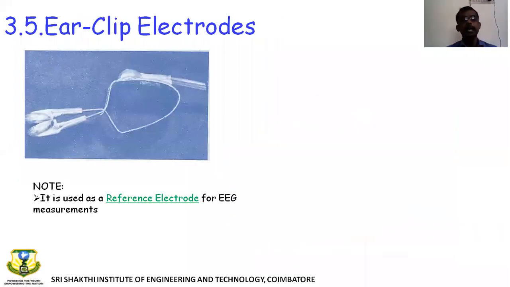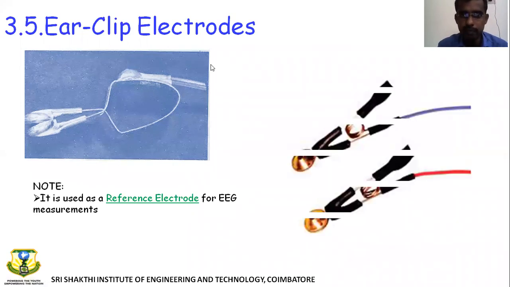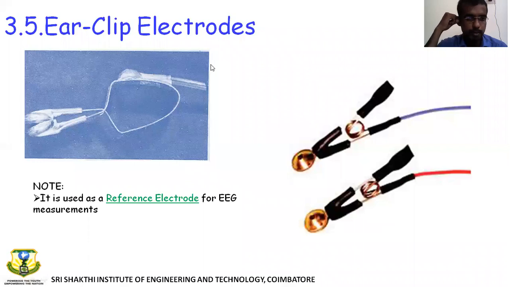The last one is the ear clip electrode. For example, I'll show you another pic. This is how it will look in reality. It will be placed on the ear. In most cases, this will be used as a reference electrode. There are two lines in your signal measurement. One is the signal line, the plus one, and another one is the reference line, the ground, whatever you call it. Signal or potential is measured between two points: one is a reference point, one is the signal point.